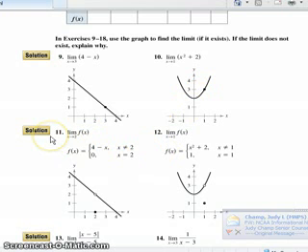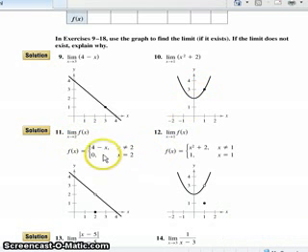Now let's look at number 11. Number 11 is a little bit different because it's piecewise. So the limit of f of x as x approaches 2, and then they give us this piecewise function right here.